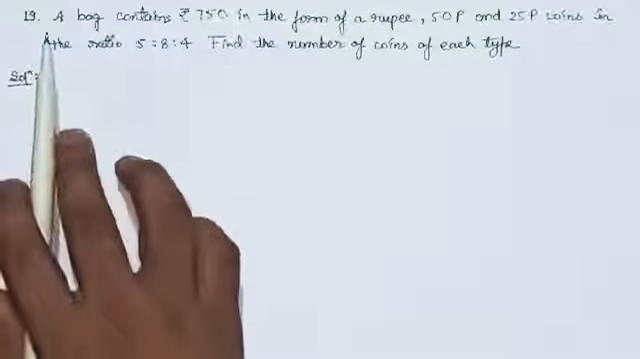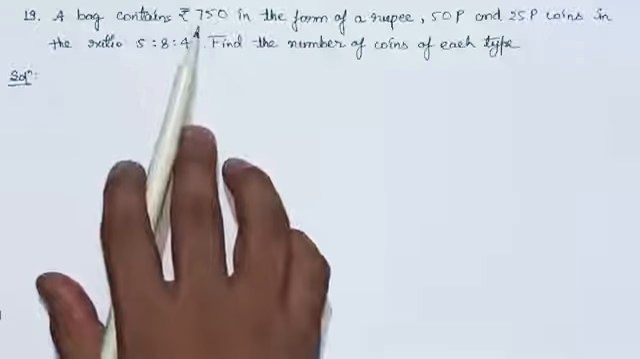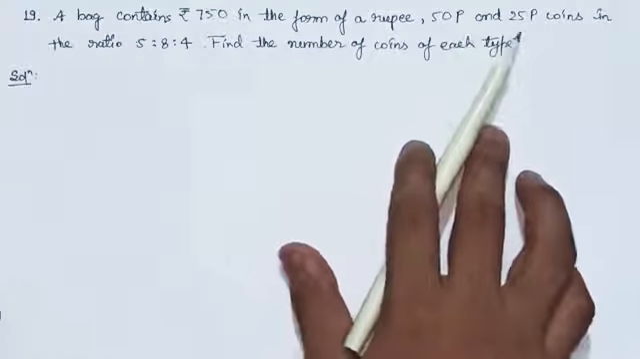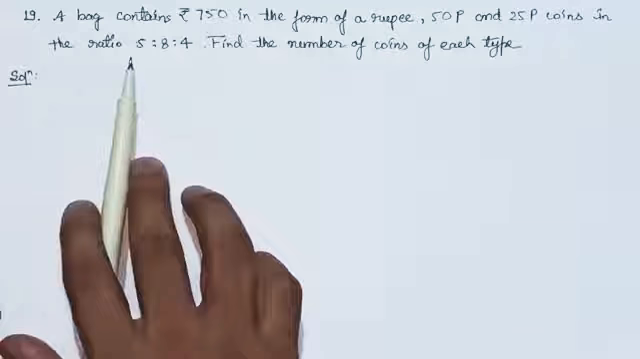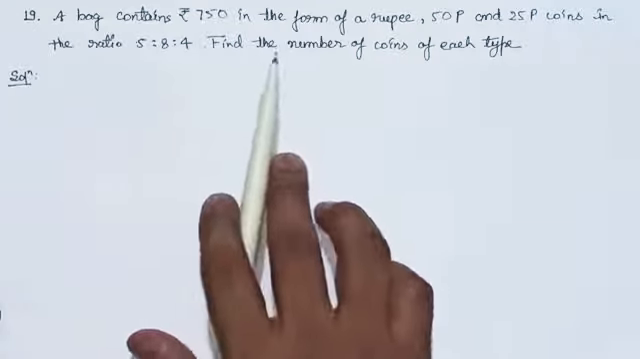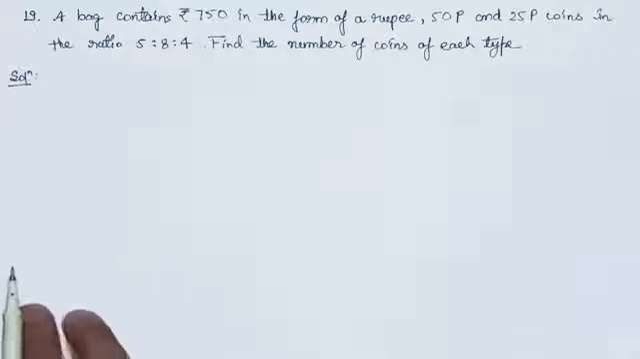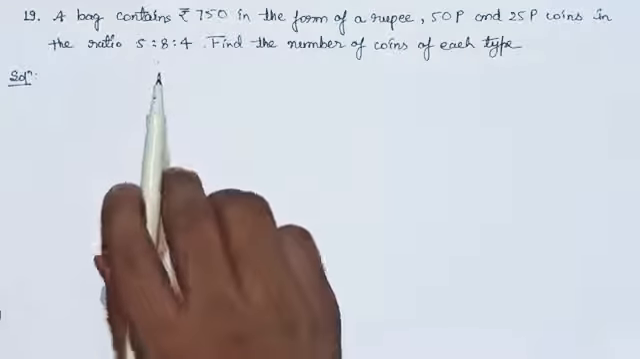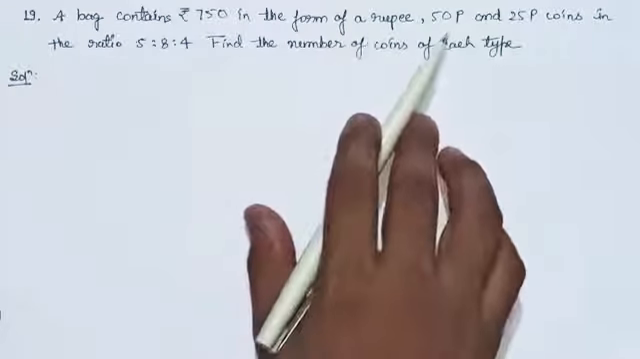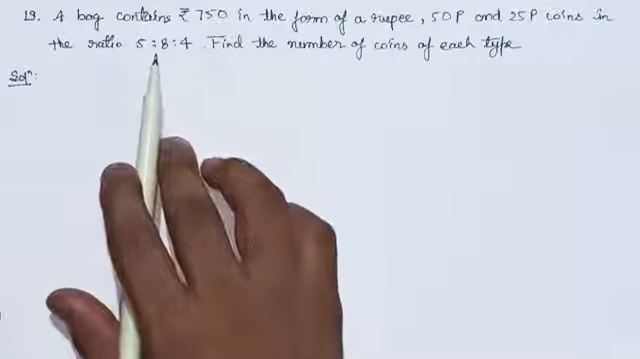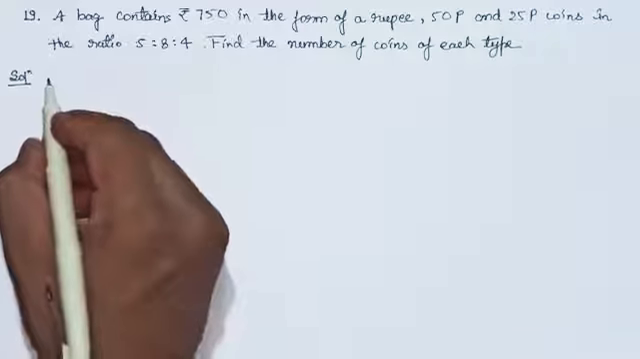The next question we have: a bag contains 750 rupees in the form of a rupee, 50 paise and 25 paise coins in the ratio 5 is to 8 is to 4. Find the number of coins of each type. So let us see the solution. It is already given in the question. The ratio of a rupee coin, 50 paise coin and 25 paise coins is 5 is to 8 is to 4.